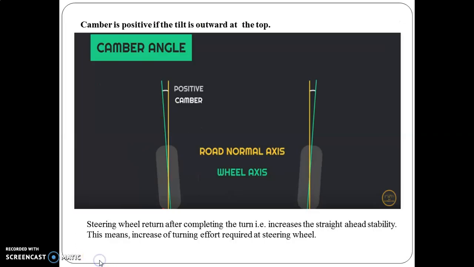Now in the next slide, we have already discussed that camber is positive if the tilt is outward at the top. Steering wheel returns after completing the turn, that we discussed in the requirement section. That is, it increases the straight edge stability. This means an increase of turning effort required at the steering wheel.